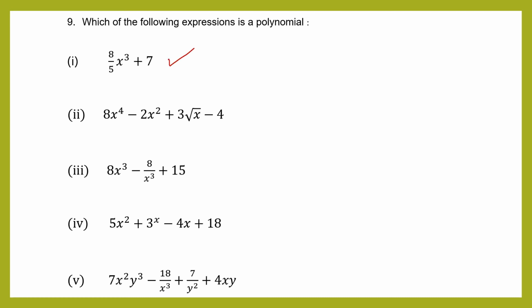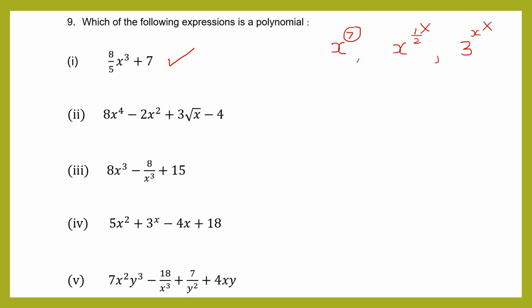It should be a whole number, it should not be a fraction, and it should not be a variable. For example, suppose I write x to the power of 7, this 7 is a whole number. If I write x to the power of 1 by 2, here the power is a fraction. You cannot have something like this in a polynomial. And you cannot have 3 to the power of x, or any number to the power of a variable. If it has to be a polynomial, it has to be a whole number. It cannot be a fraction, it cannot be a variable.